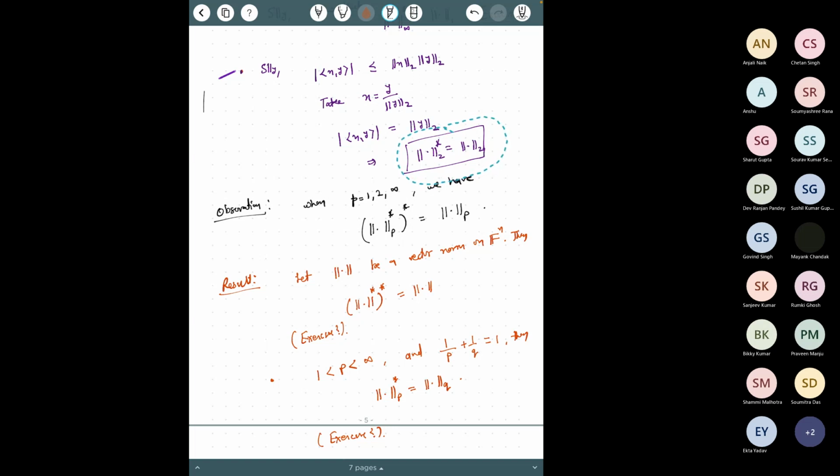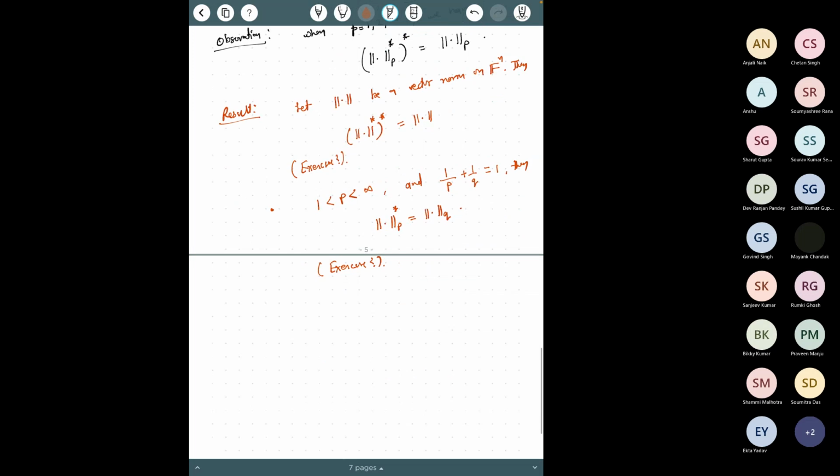But in fact you can prove that this is the only norm. So that means this 2 norm is the only vector norm on Fn for which the dual norm is the norm itself. There is no other norm that satisfies this. So this one can prove. The proof is not difficult, so I'll prove this also. Let me write the statement first.